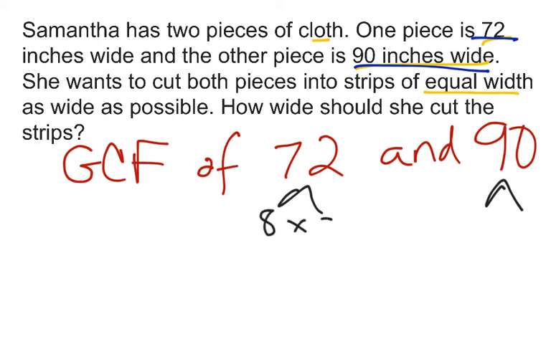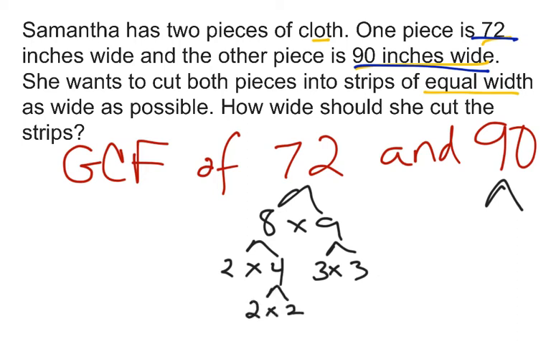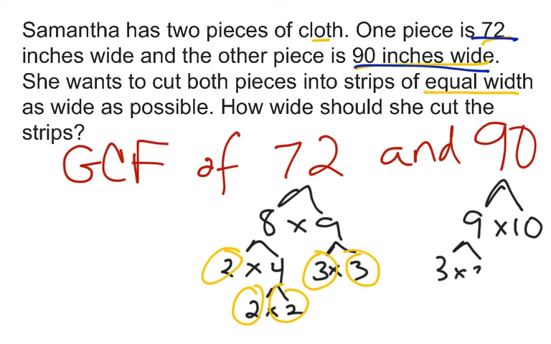I know that 8 times 9 is 72. 8 can be broken into 2 times 4, whereas 9 can be broken into, factored into, 3 times 3, and 4 can be factored into 2 times 2. So now I have my prime factorization of 72. Now I can focus on 90. 9 times 10 is 90, which can be factored into 3 times 3. 10 can be factored into 2 times 5. So I have my prime factorization of 90.